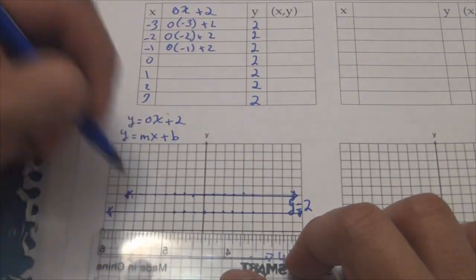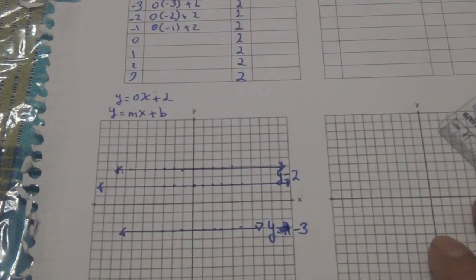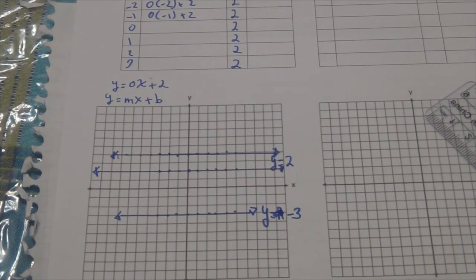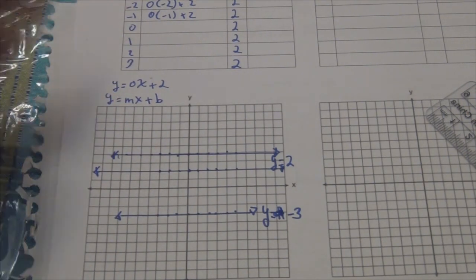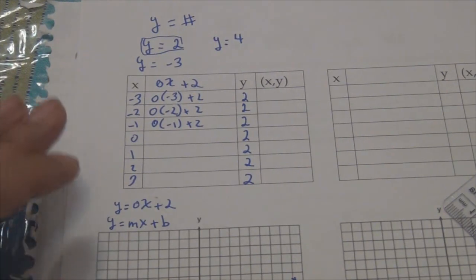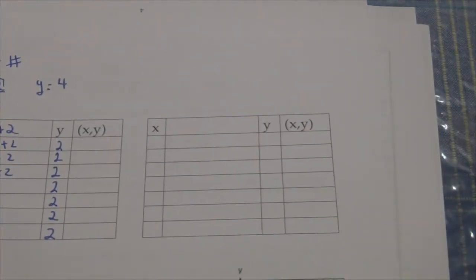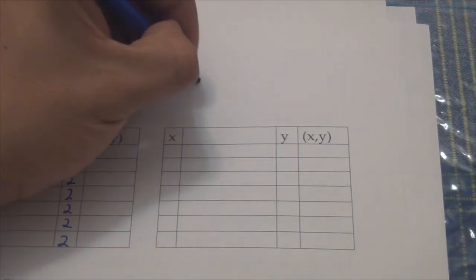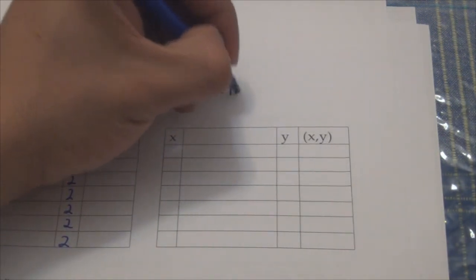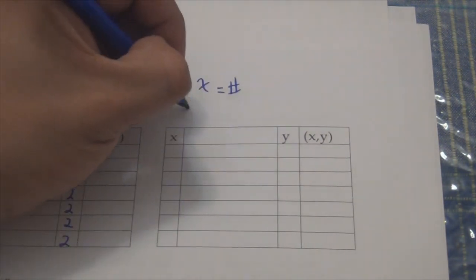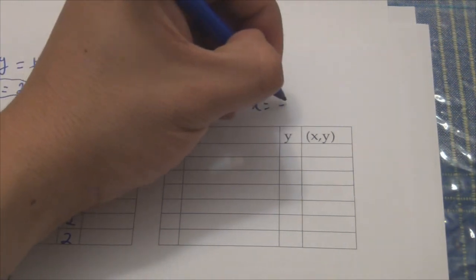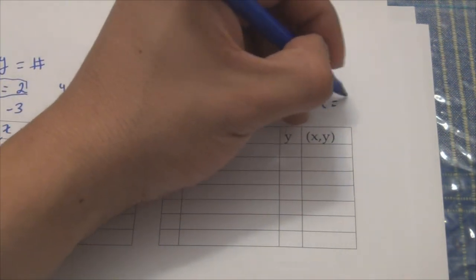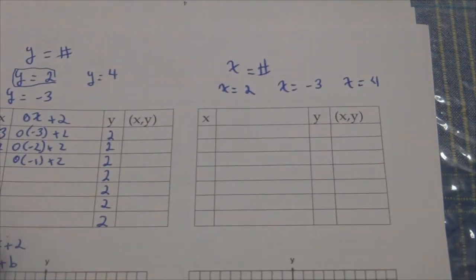Shh, I'm nice. So this is how you graph horizontal lines, and they are of the form y equals 0x plus a constant, or y equals a number, however you want to look at it. And the next I want to show you is the equations of x equal to a number. Okay, so I want to graph x equal 2 again, x equal -3, and x equal 4. I'm just gonna mess around with the same numbers I used before.